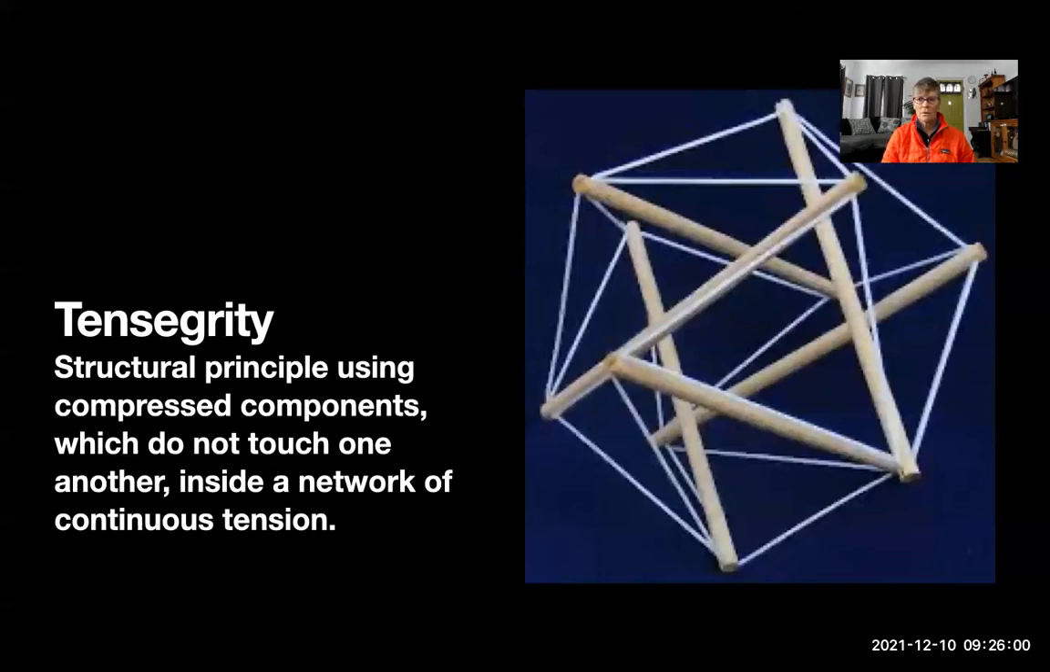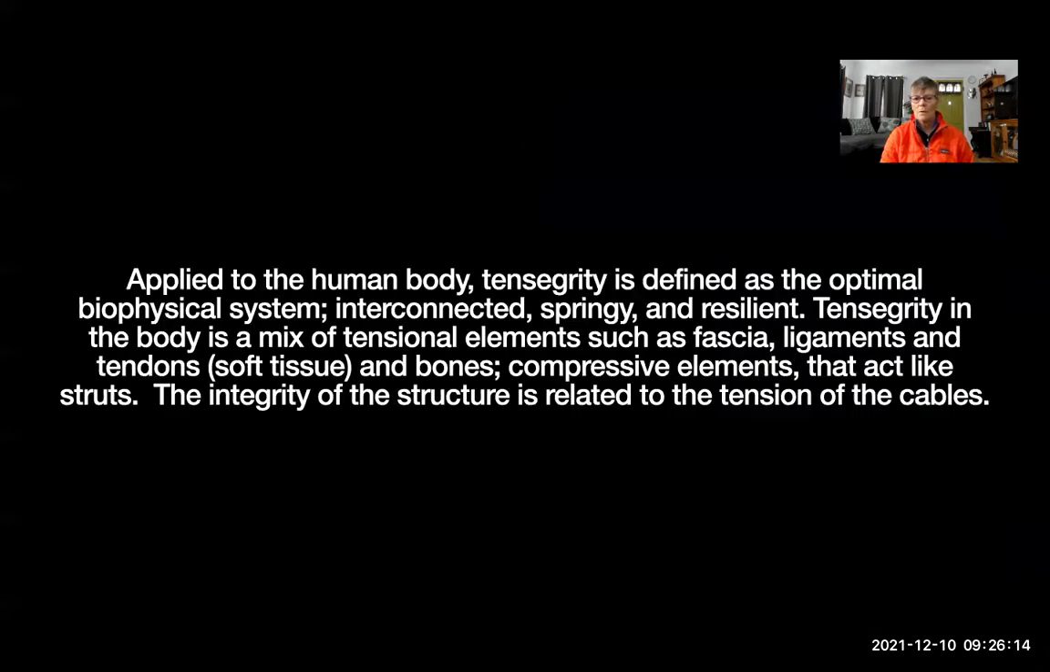So looking at this concept, this idea of tensegrity, the structural principle using compressed components, which do not touch one another, inside a network of continuous tension. When you apply that to the human body, tensegrity is defined as the optimal biophysical system: interconnected, springy, resilient. Tensegrity in the body is a mix of tensional elements such as fascia, ligaments, and tendons, what we call soft tissue. Muscles would be in there as well. Bones are compressive elements, and they act like the struts. We'll go back to that model here in a sec.